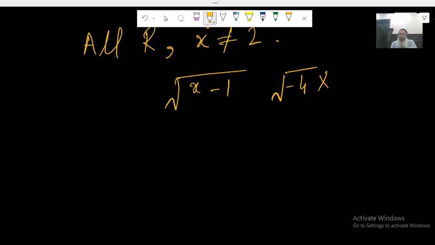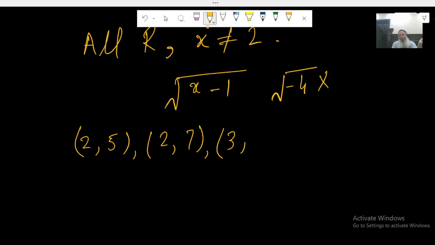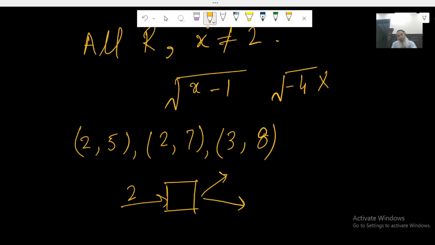Now the third error: we think that every relation is a function. For example, here we have (2, 5), where 2 is input and 5 is output. Similarly (2, 7) and (3, 8). Now you can see here that for the same input, 2, there are two different outputs. One is 5 and one is 7. So it's not a function.